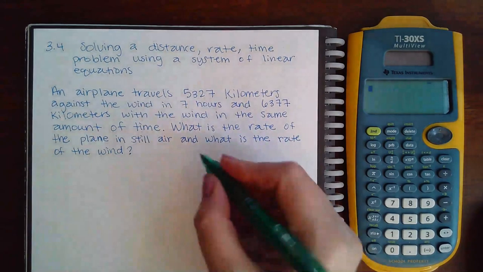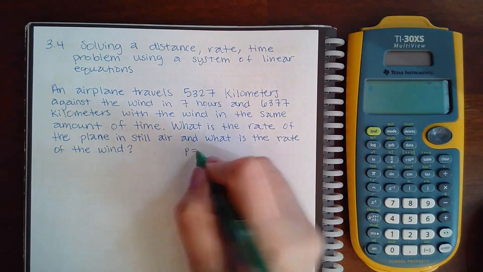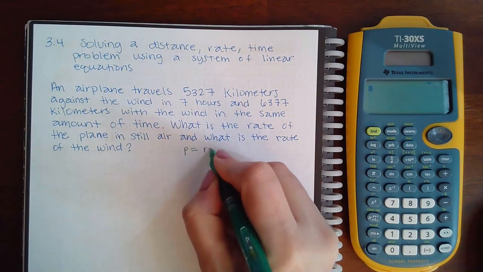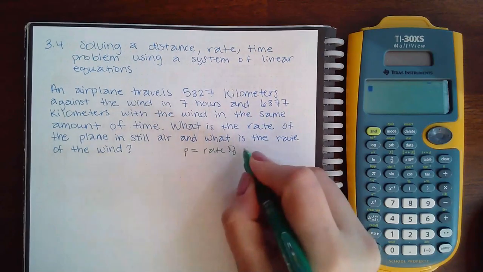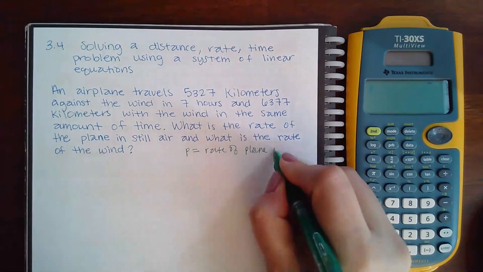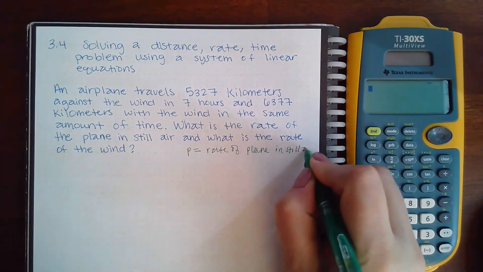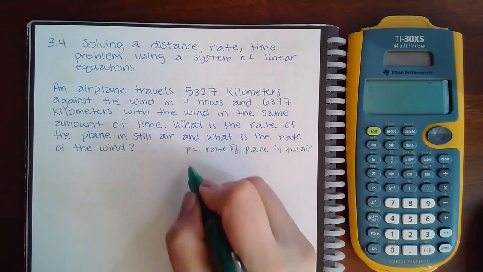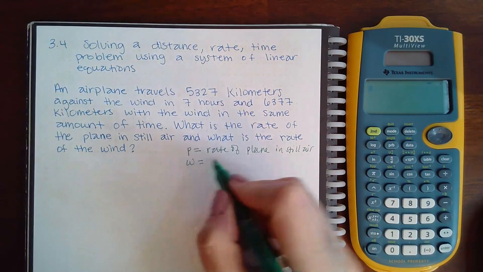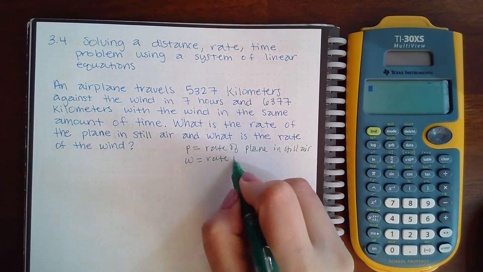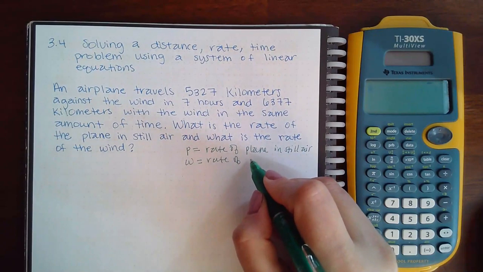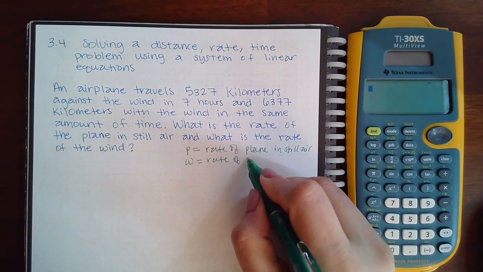So I'm going to let P equal the rate of the plane in still air. So it's just basically how fast the plane is going by itself. And then I'm going to let W be the rate of the wind.